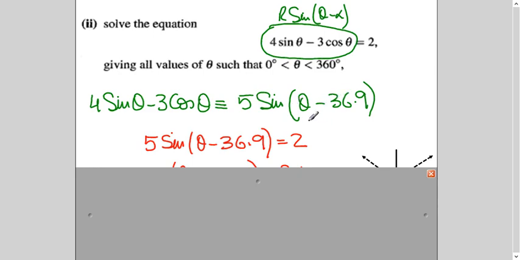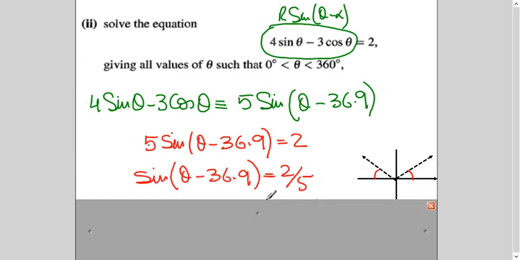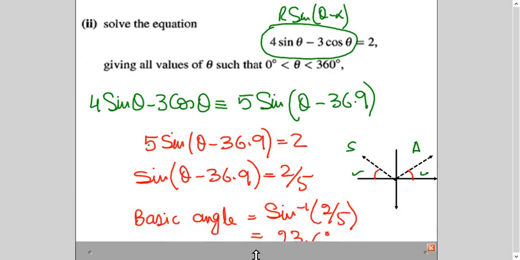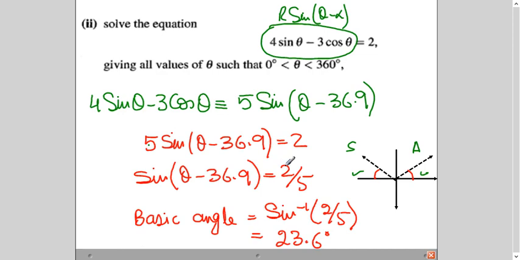Now after that, it is like trigonometry, old concept. 5 will come here, 2 divided by 5. Then I will find out basic angle. Why? Because sine of this angle, whatever this angle is giving me positive answer. And positive is present in the first quadrant and second quadrant. So I have to find out this basic angle. So for the basic angle, I will just do sine inverse 2 upon 5. I got 23.6. So this is 23.6 and this is 23.6.